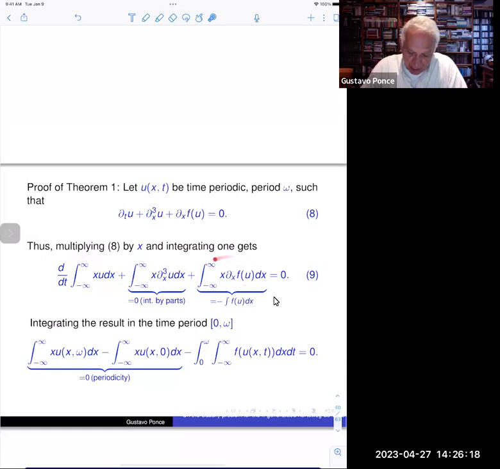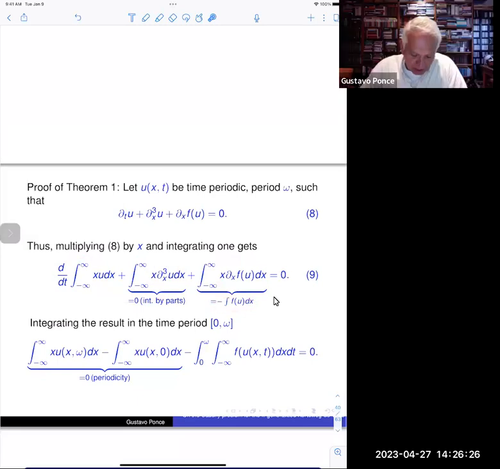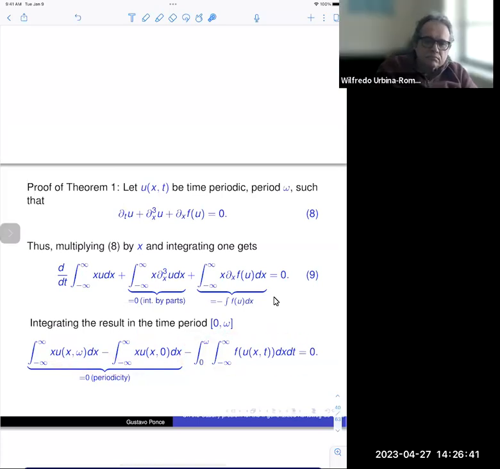If you integrate by parts, this is equal to this. You don't have a boundary term because of the decay. Therefore, you have the derivatives of this function equal to this. Then you integrate in time, but you are assuming that you are periodic. If you integrate in time over the period, this quantity has to be equal to this quantity. Therefore this is 0, then this quantity has to be 0. That's the proof.